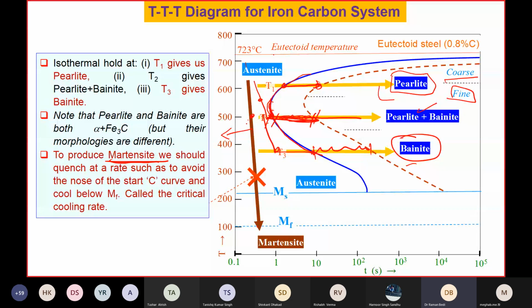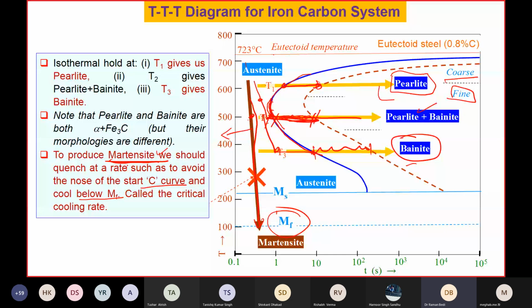Martensite is formed once you go for very fast cooling, or you cool at a rate which is greater than the critical cooling rate. The basic concept is that you have to avoid touching the nose of this curve. If the cooling curve passes through this region, you will start forming pearlite. So you avoid the nose of the start of the C curve and cool below the martensite finish temperature. We form what we refer to as martensite.